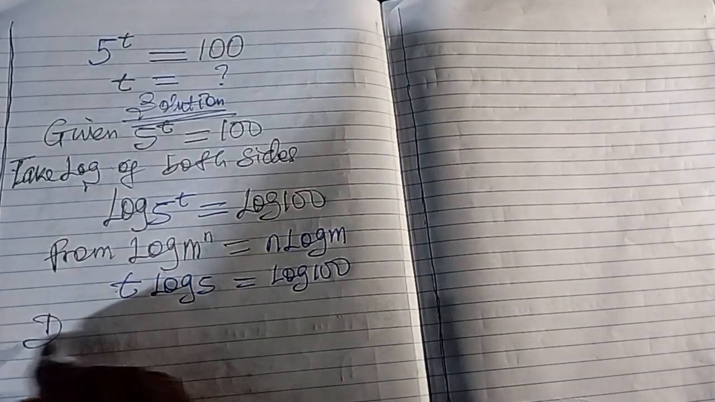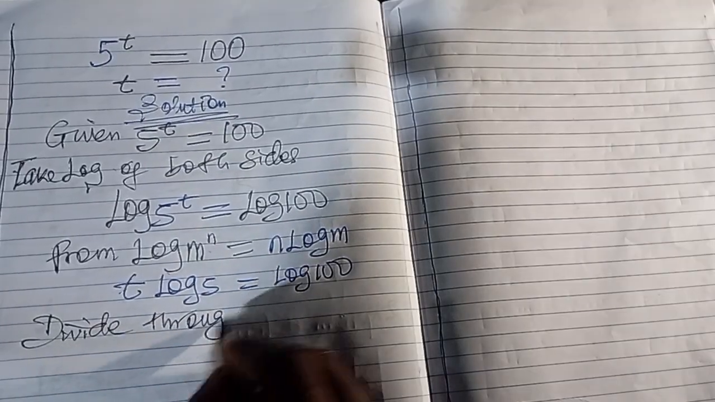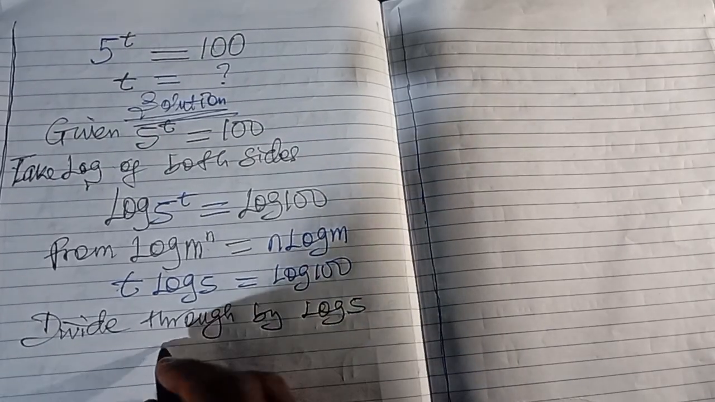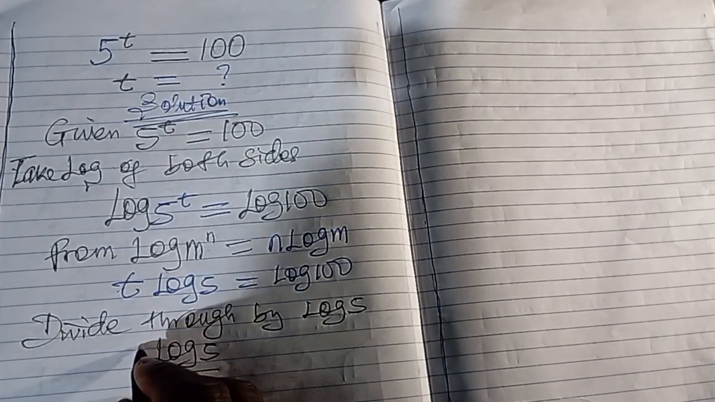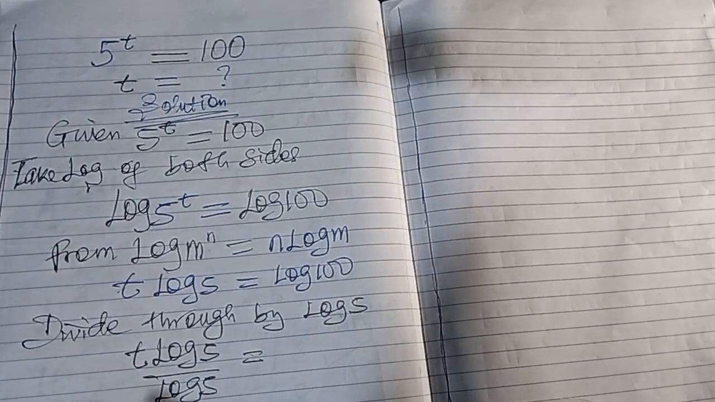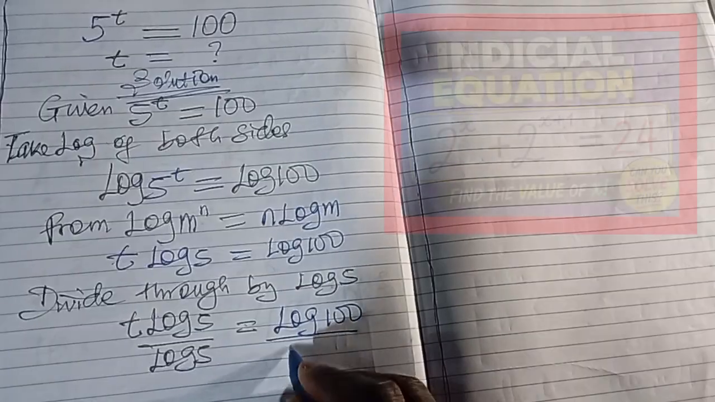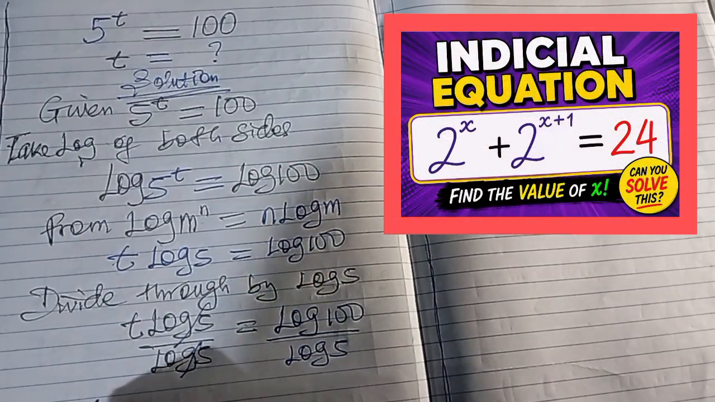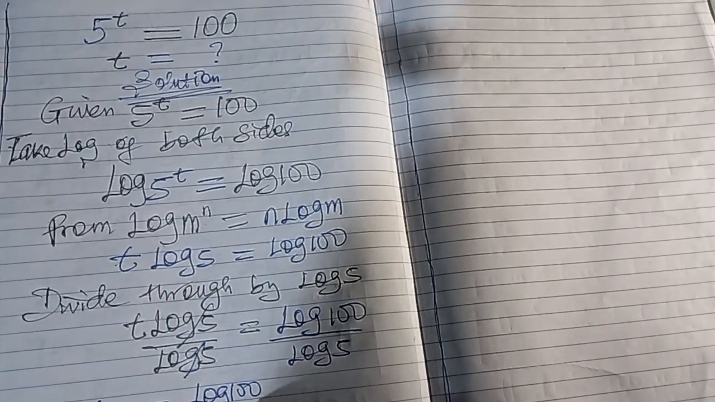Now divide through by log 5. So we have here t log 5 divided by log 5 is equal to log 100 divided by log 5. So log 5 can cancel. We now have t is equal to log 100 divided by log 5.